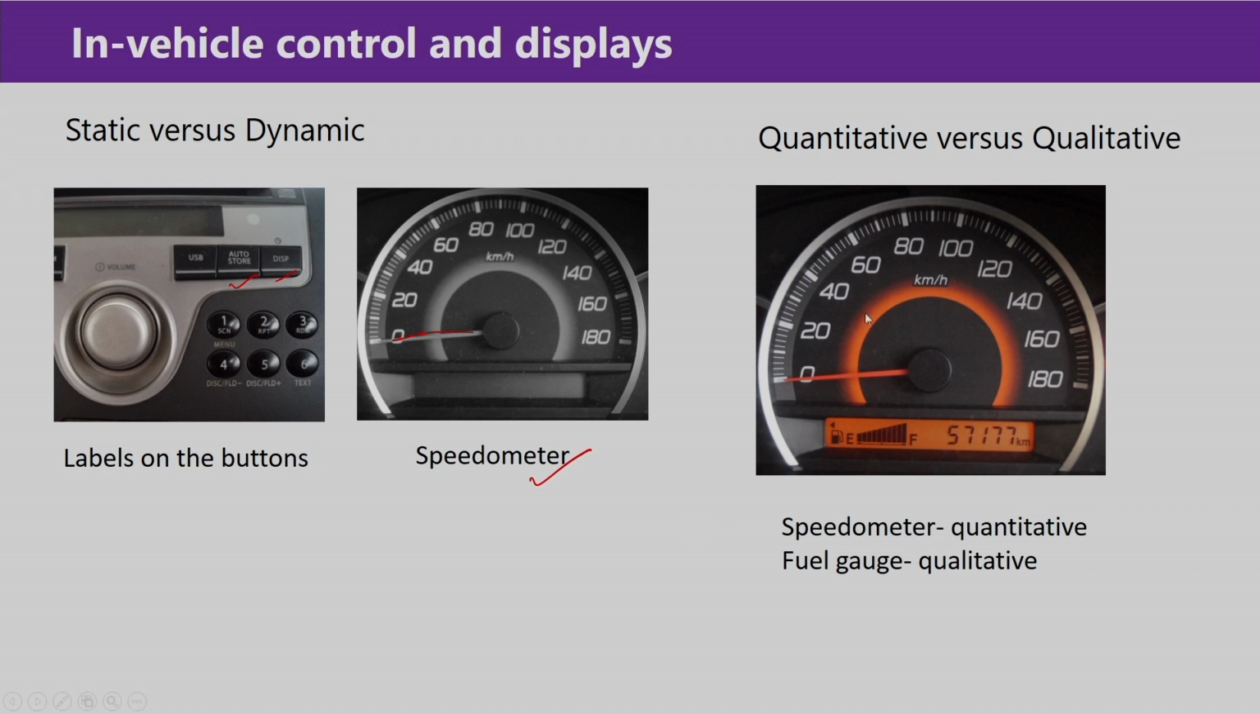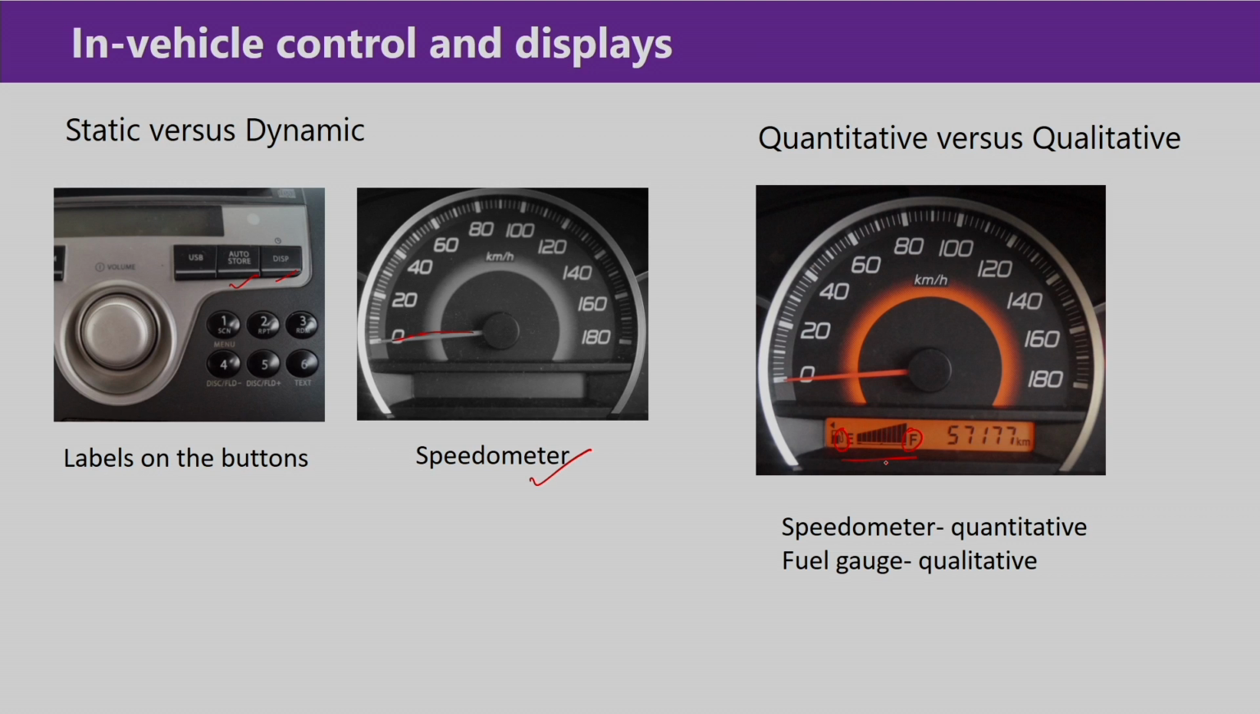Then we can categorize this type of displays in two categories. One is quantitative display, another is qualitative display. In case of qualitative display, the information is provided in qualitative format, meaning there is no particular value, it only indicates the change direction. Say, for example, this fuel indicator. Here E is for empty and F for full. Whether the fuel inside the tank is towards the full or towards the empty is indicated, but exactly how much is the amount is not denoted here. So, this type of display comes under qualitative display.